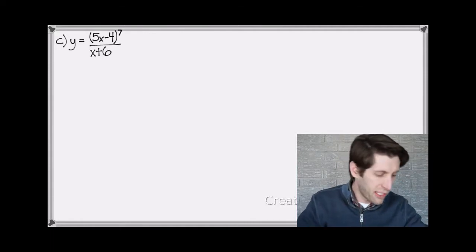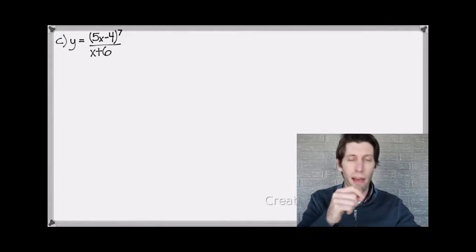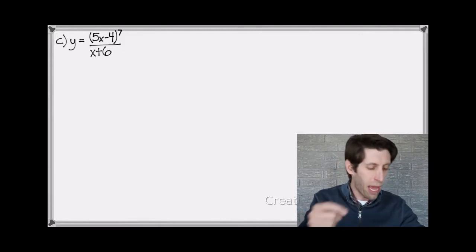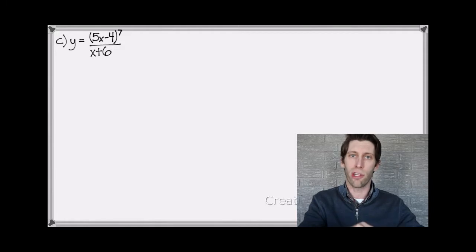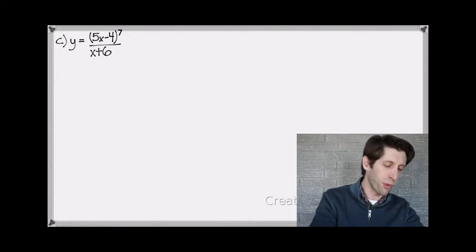So next up we're going to take a look at part 3 of this example, and in this case we have a quotient. Quantity 5x minus 4 all raised to the 7th power divided by x plus 6. Division here is the last operation that would occur, so it's the first differentiation rule that we have to apply. Namely, here we have to apply the quotient rule. So go ahead and pause the video at this point. Take the derivative of this function, or at least give it a shot. When you've given it a shot, come back and we'll go through the solution together.